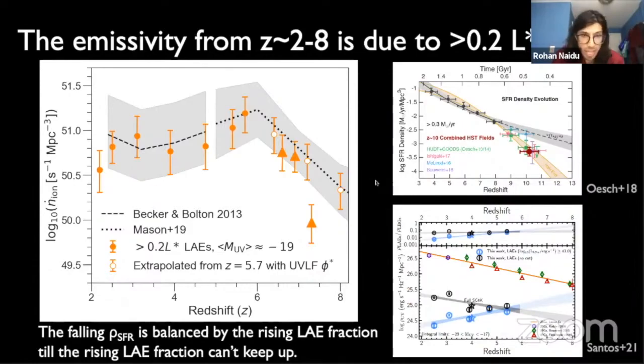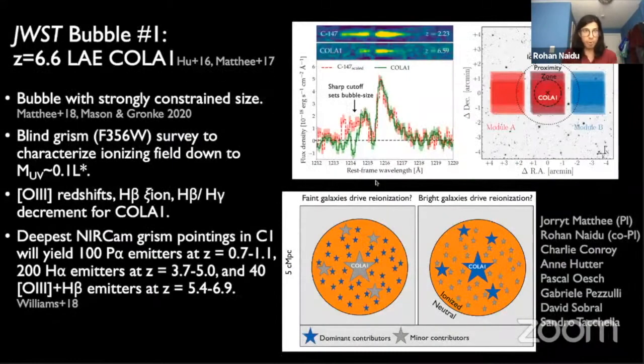So in my last minute, I just want to preview two JWST programs that are also going to be placing some really interesting constraints on the ionizing properties of these EoR galaxies. This program that I'm leading along with Yarit is focused on COLA1, which is a bubble with a very strongly constrained size. We've heard about a lot of ionized bubbles in the epoch of reionization, but this is the bubble that we have a really good sense of the size for.